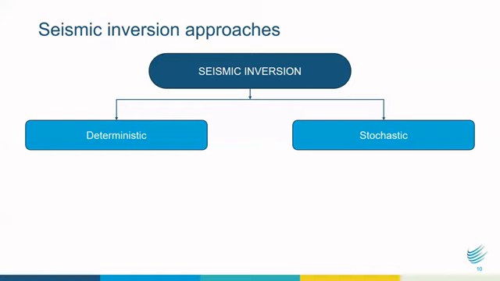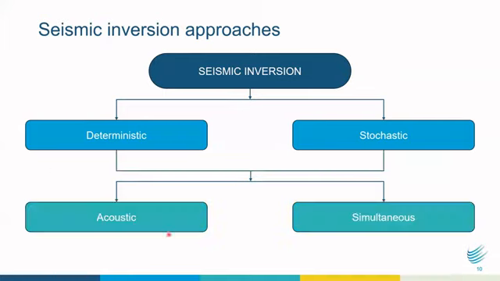There are also some other differences, of course, between deterministic and stochastic inversions. I will review them later during my presentation. So all seismic inversion methods can be separated into these two big groups, deterministic and stochastic, and each of these methods could be run as acoustic or as simultaneous inversion. The difference is that in acoustic inversion, we invert only for P impedance.